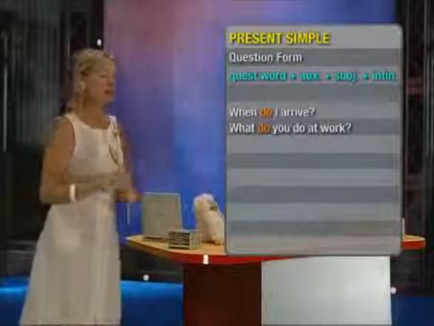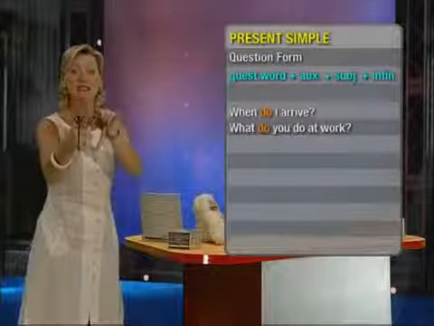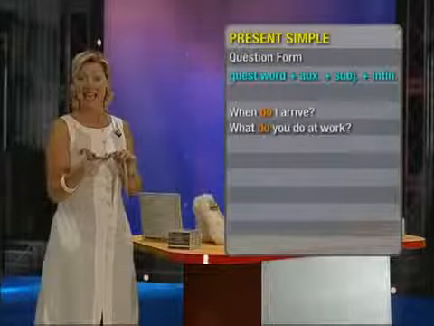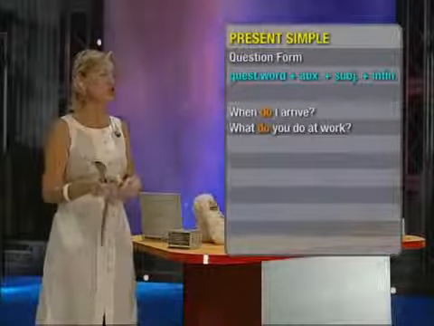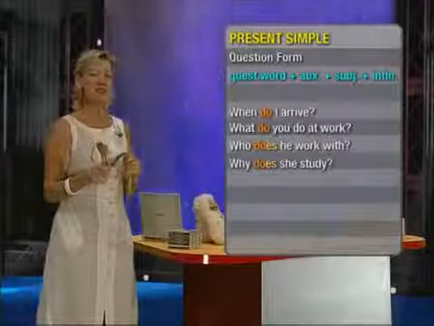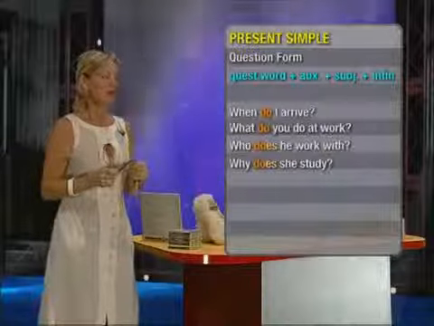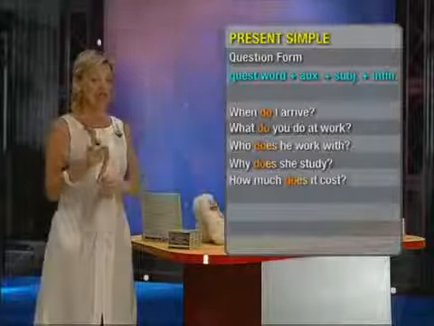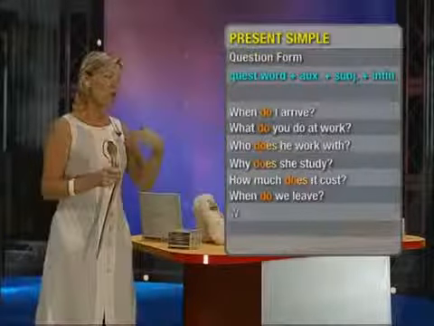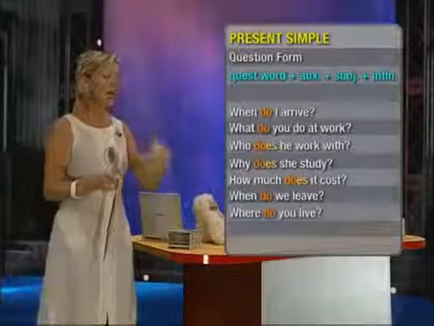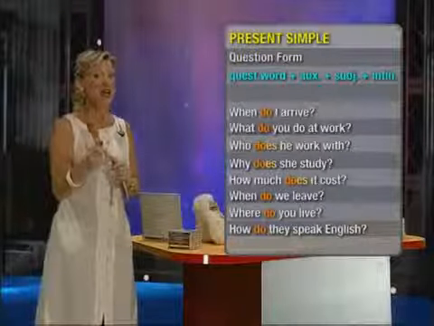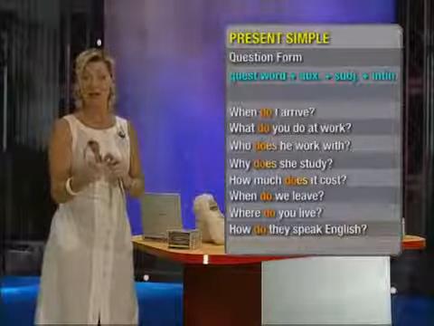Next one, now this is important, and we need Mr. Snake, because it's who does he work with? Remember, does, third person, the S, do becomes does. So, who does he work with? Next one, why does she study? Third person. How much does it cost? Again, third person, it. When do we leave? Where do we live? And how do they speak English? Okay, so remember, third person does is the auxiliary plus the infinitive.